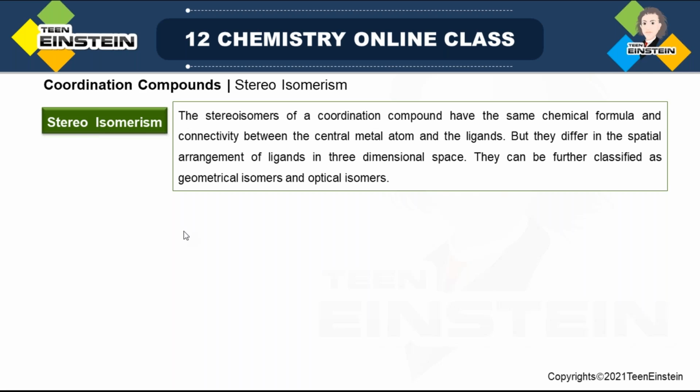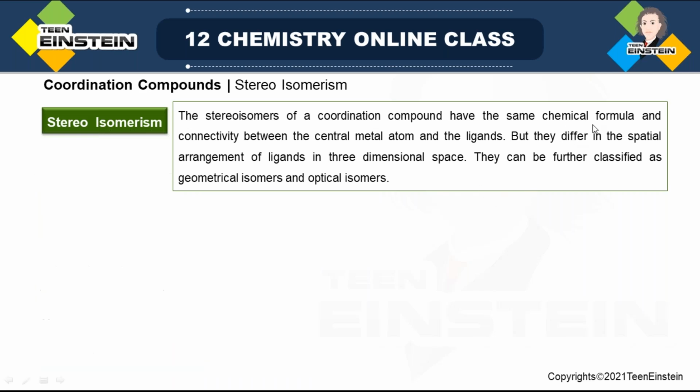Now in case of structural isomerism, the main important point that we have seen is that the bonding connectivity is different. But now in stereoisomerism, what will happen? Bonding connectivity will remain the same, but there will be some change in the 3-dimensional arrangement. So that is why the name is stereoisomerism.